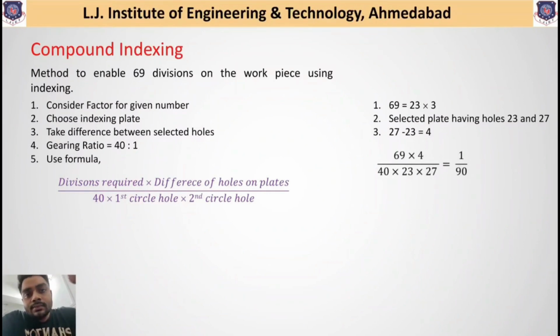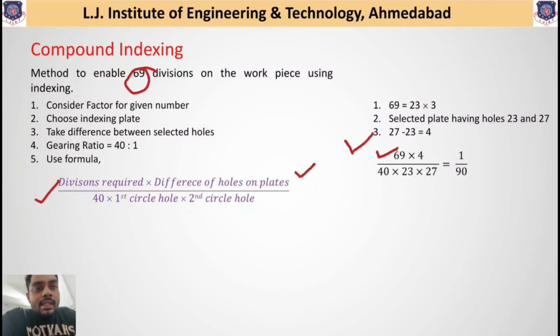As you can see, first, what are the divisions required? The first step is to write the divisions required, and for us the divisions required are 69. So first step is 69 divisions are required multiplied by difference of holes on the plates. So the difference that we have found in step 3 is 4.